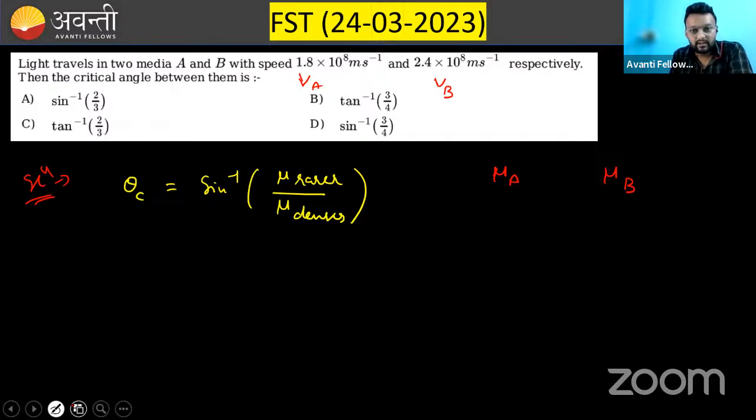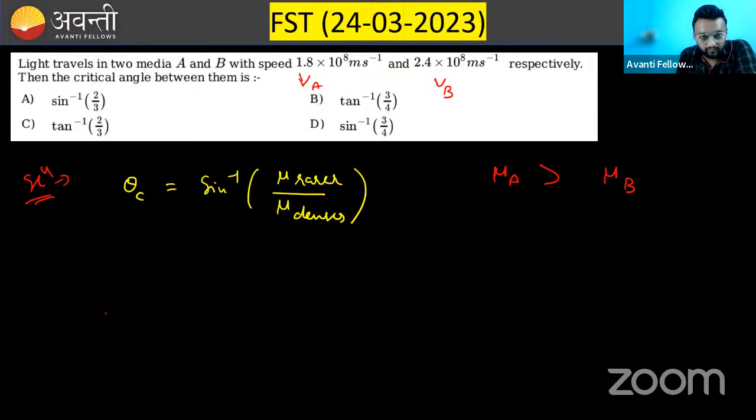Okay, someone has answered B. I am asking which is denser. There is a problem with your answer. The thing is, in a denser medium, the speed of light is low. Light travels with slow speed. So the speed is low in medium A. That means A is denser, B is rarer. Very good.